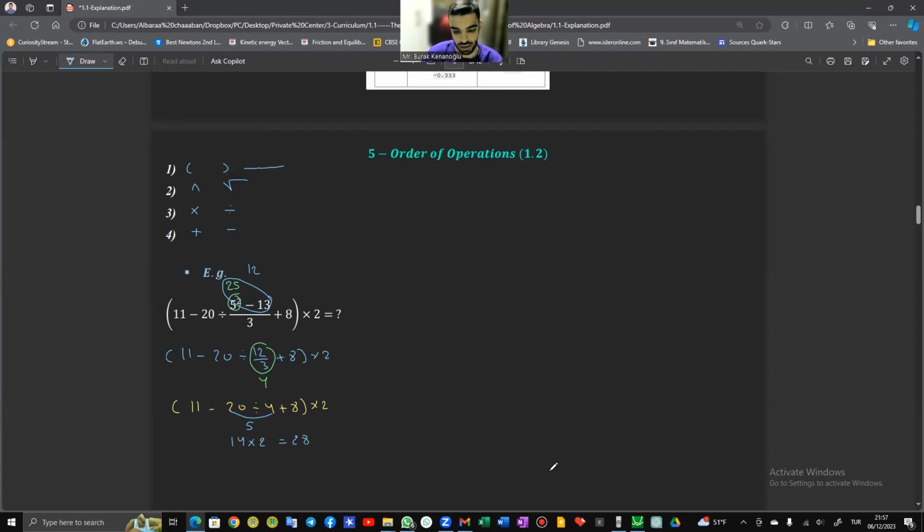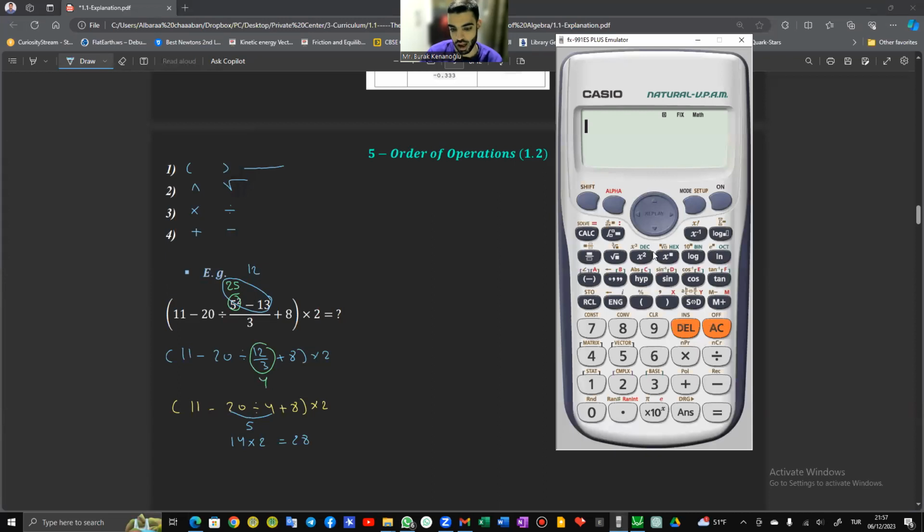Actually, these types of exercises, you don't need to solve by hand. You can use the Casio calculator to solve it. So let's open a bracket, and we write 11 minus 20 divided by, we write a fraction bar, then we put 5 squared minus 13 divided by 3. Then here we add 8, and we close the bracket, and we multiply by 2. Yeah, so here if we click equals, as you can see, the answer is 28.